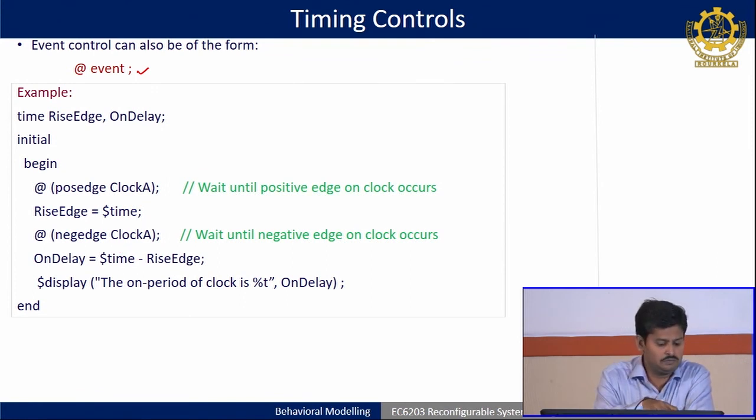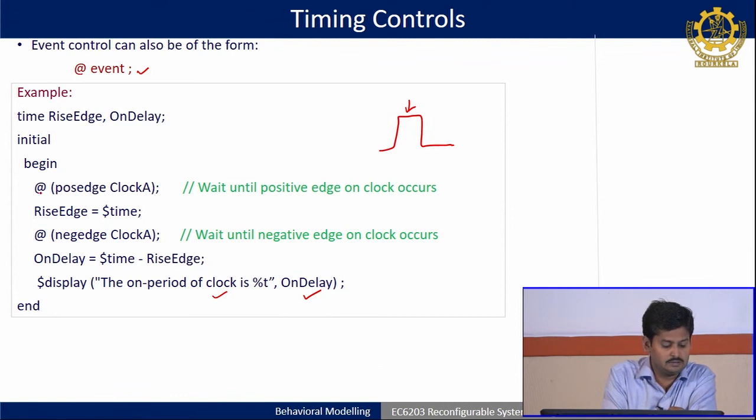Okay. So, one simple example is given here, which is used to find out the on delay of a pulse. It is a simple example: if there is a duty cycle for a pulse, then which period is the on period. What they have done is, in the starting they have taken at the rate of posedge of clock, that means wait until the posedge on the clock occurs.